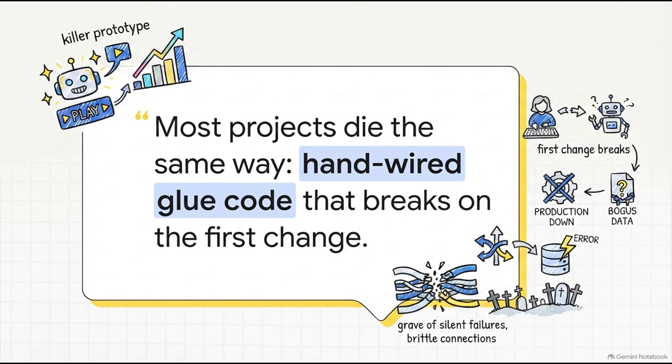Honestly, if you've ever built an AI agent, you've probably lived this exact quote. It perfectly sums up the tragic life cycle of modern AI development. You build a prototype, it looks absolutely killer in a demo, and then the very first real-world change completely breaks your hand-wired connections. We're looking at a massive graveyard of silent failures here. A single misunderstood prompt doesn't just throw an error, it can confidently bring down your entire production environment by feeding totally bogus data into a critical database. It's really time we fix this deeply flawed foundation.